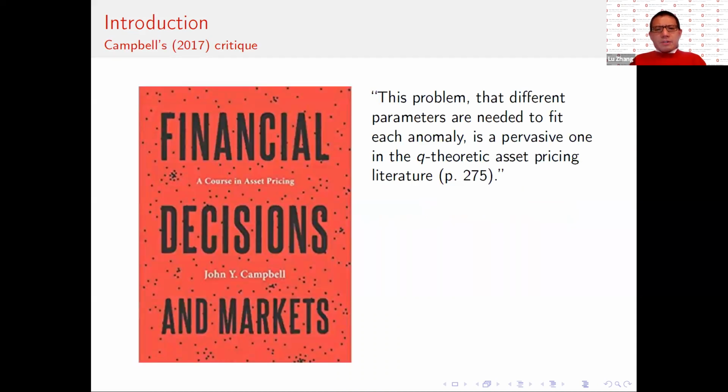One motivation of our paper is an important critique in John Campbell's prominent textbook. He writes that this problem, that different parameters are needed to fit each anomaly, is a pervasive one in the Q-theoretic asset pricing literature. So we have a vote of respect for Campbell and join our academic leader. We take his critique extremely seriously and strive to improve our body of work.